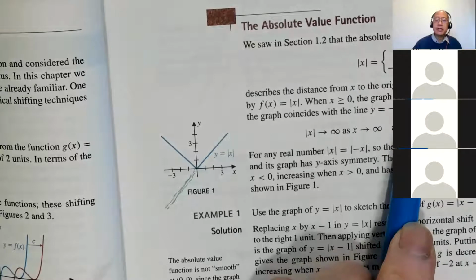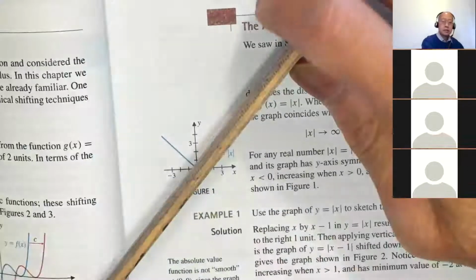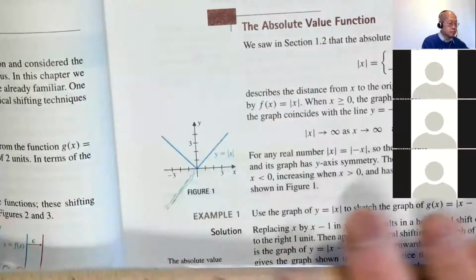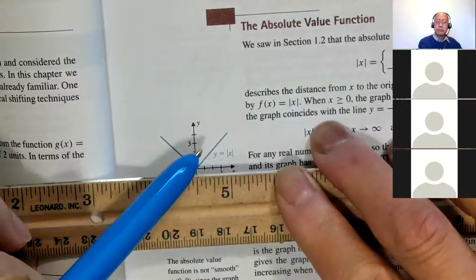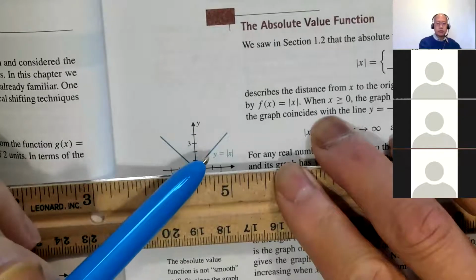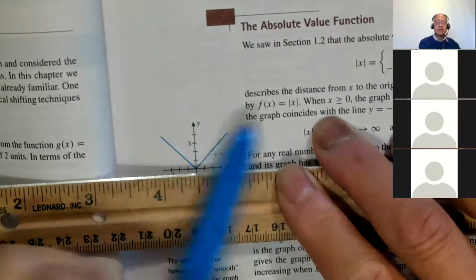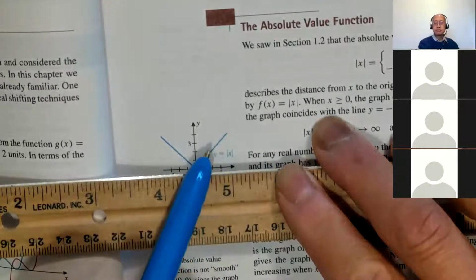Which means any part that's already above the x-axis stays the same. So this part of y equals x is y equals x, right? This part right here, just this part, is above the x-axis. Keep it the same. Graphically, that means absolute value of 1 is 1, absolute value of 2 is 2, absolute value of 3 is 3, absolute value of a million is a million. That part stays the same. Because the absolute value of a positive is positive, and the absolute value of 0 is 0.